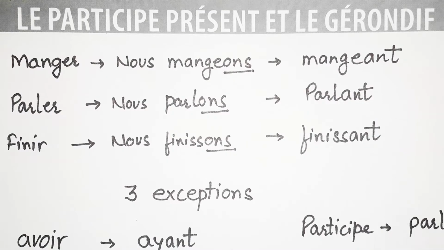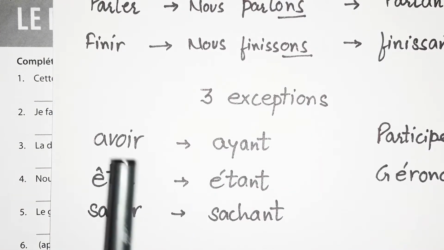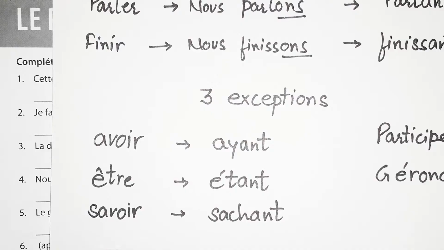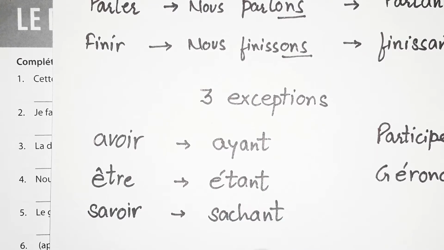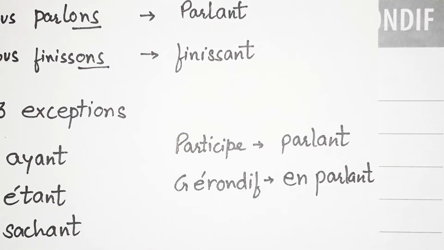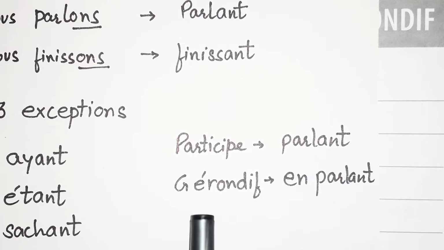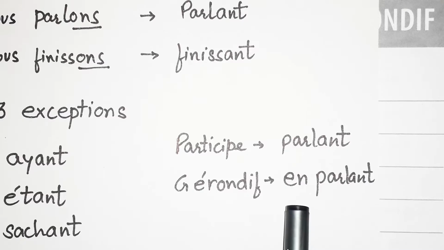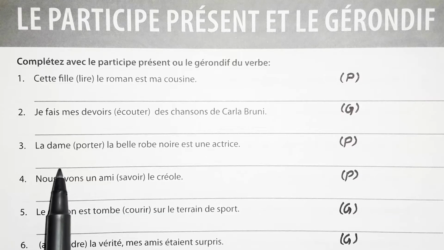Okay, here we have a few exceptions as well. Like we have three exceptions: avoir, être and savoir. Okay, so they will be written like ayant, étant and sachant. Now, although the formation remains the same, there is a little difference between participe and gérondif. Participe verbs will be written like parlant without any preposition and gérondif will be written with en. Okay, en parlant.